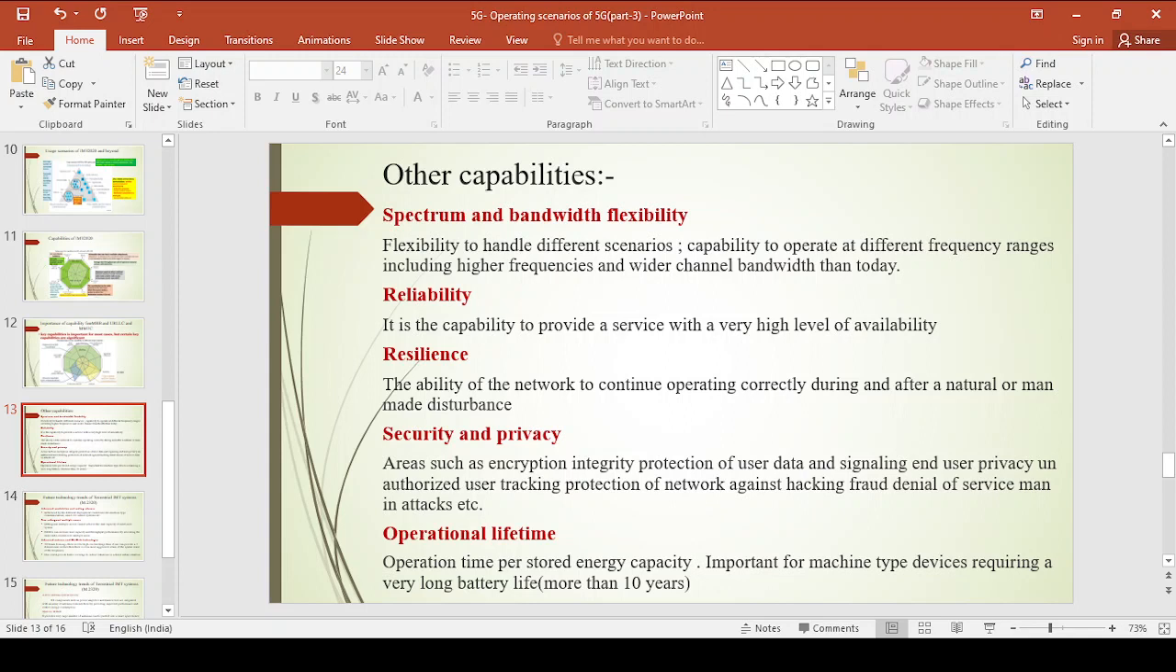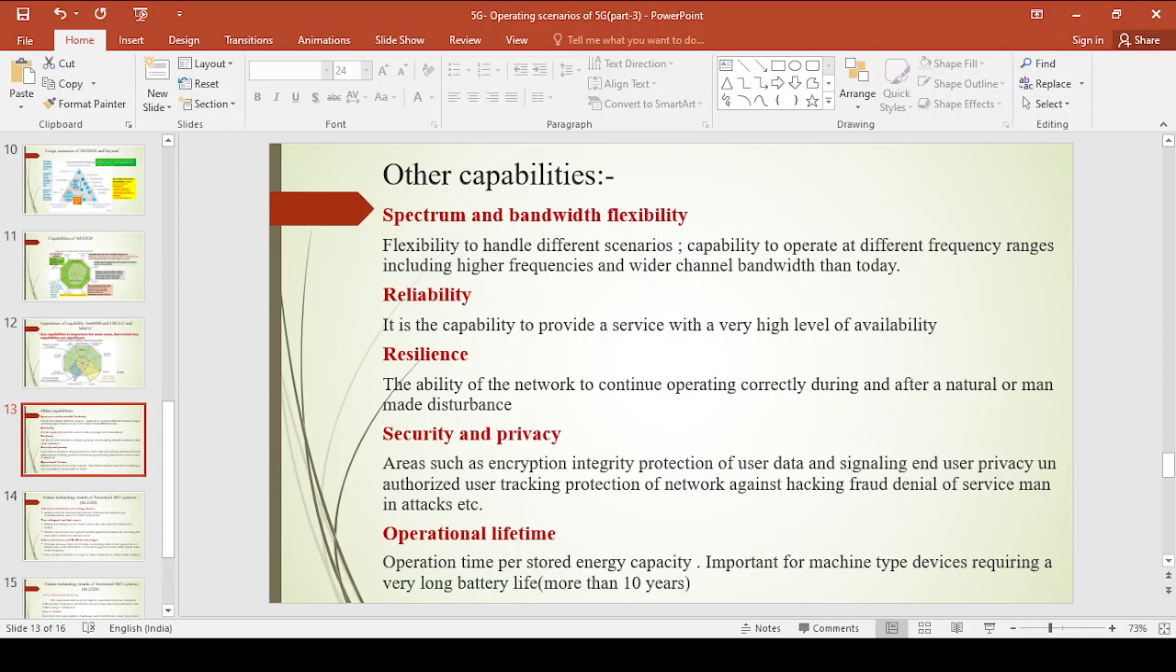And next, it should provide security and privacy during hacking, right? Security and privacy areas such as encryption, integrity, protection of user data and signaling, end user privacy, unauthorized user tracking, and protection of the network against hacking. That means it should provide protection against hacking. This is one more capability that is to be supported by 5G.